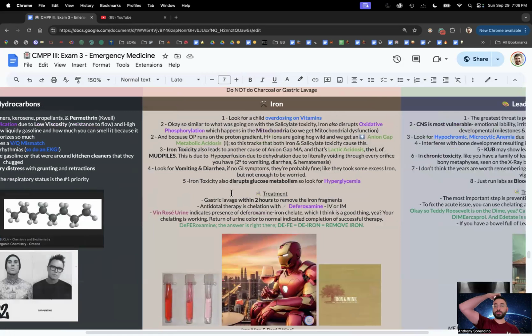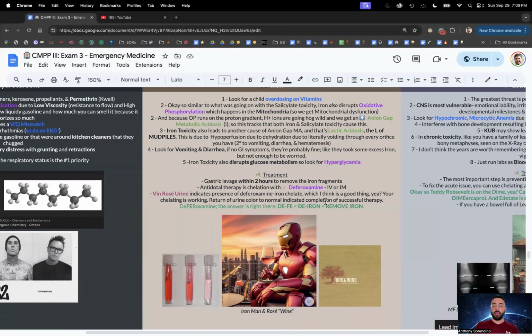All right, iron. Look for a child overdosing on vitamins. The interesting thing here is you have a disruption of oxidative phosphorylation. So you are going to get an anion gap metabolic acidosis. So this is one of the eyes in the eye of mud piles. The big thing here is you get hyperglycemia. So this could potentially present like a DKA, especially because you can get all these GI symptoms like vomiting and diarrhea. So look for that on a vignette. You can also get lactic acidosis. So you're kind of getting a double kill here for the acidosis.